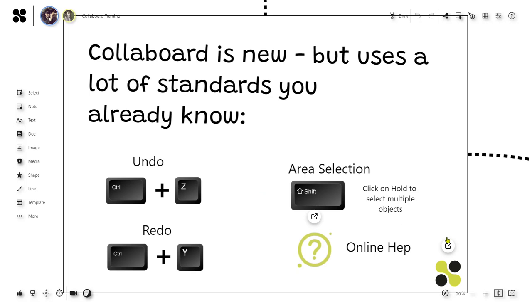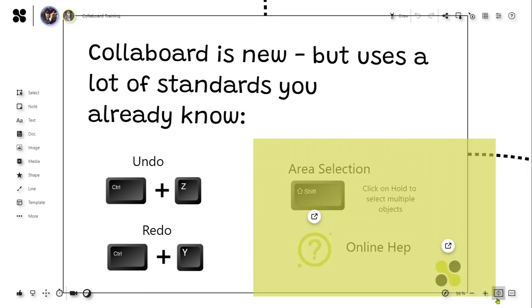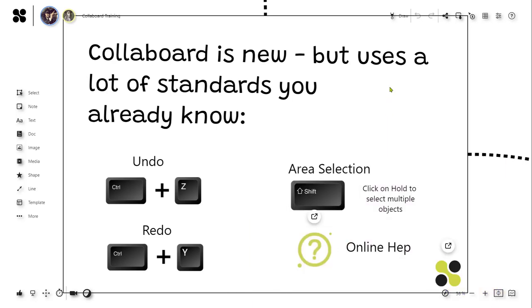Now, for many of you, Collaboard is something new. Maybe that's not the way you were used to working, but you will see Collaboard uses a lot of standards you already know. So if you are familiar with other whiteboard tools, PowerPoint or other solutions, then you will find a lot of things in Collaboard very easy, because this is what you already know. For example, there are these standard commands for undo and redo. If you want to select multiple objects in a region, you just hit Shift, and then you can select multiple objects together.